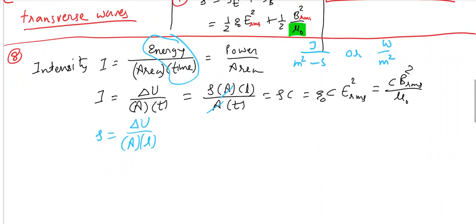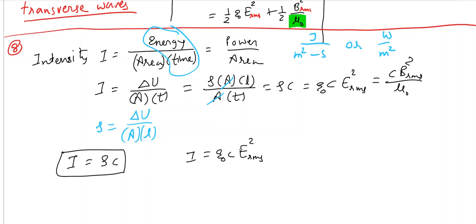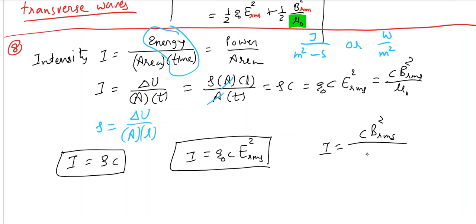So here we have three equations of intensity. We can write intensity as energy density times speed of light. You can write intensity as epsilon 0 c E RMS square, or else you can express intensity in terms of B RMS: it is B RMS square times c upon mu 0. So these are the three equations of intensity of light.